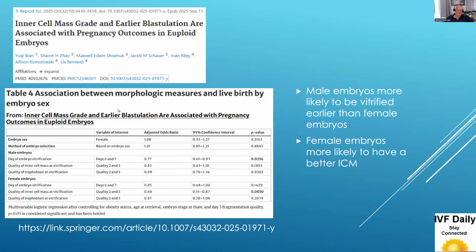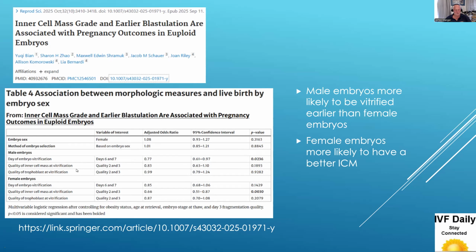And they published this paper, which is kind of interesting. This is looking at the difference between morphological measures and live birth by embryo sex. And for male embryos, the day of vitrification, as they were going fast or slow, was significantly related. Odds ratio 0.7. So the embryos that were vitrified on day 6 and 7 had a lower pregnancy rate than those ones that were vitrified on day 5. And the quality of the inner cell mass or trophectoderm was unrelated. For male embryos, it was just how fast they got to a blastocyst stage.